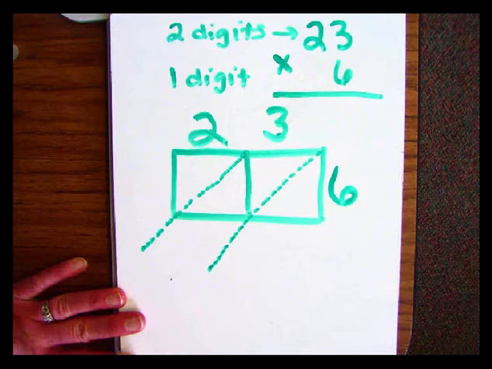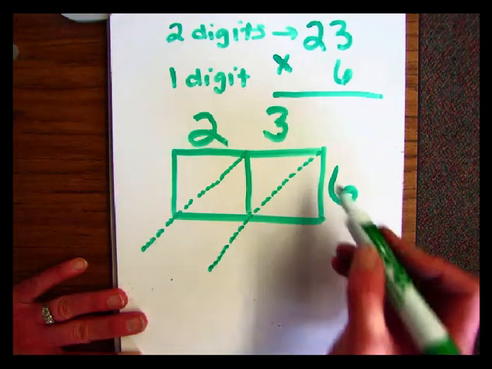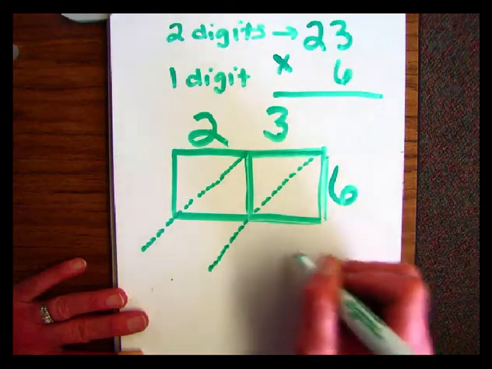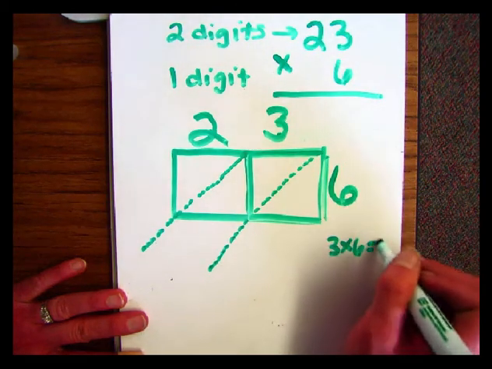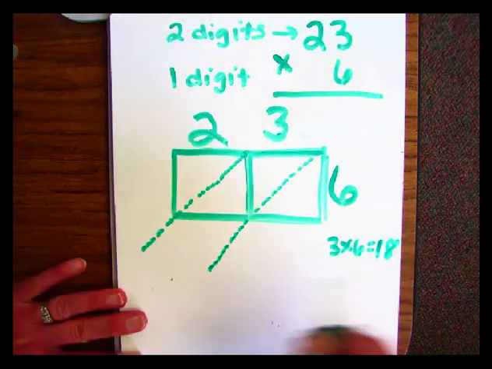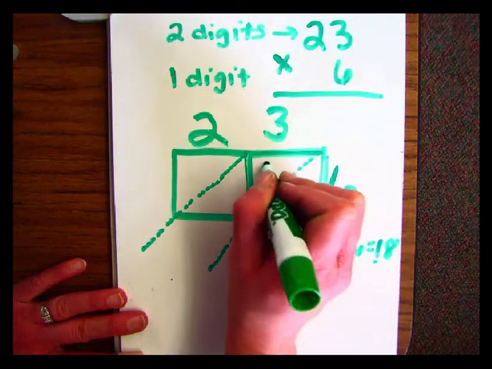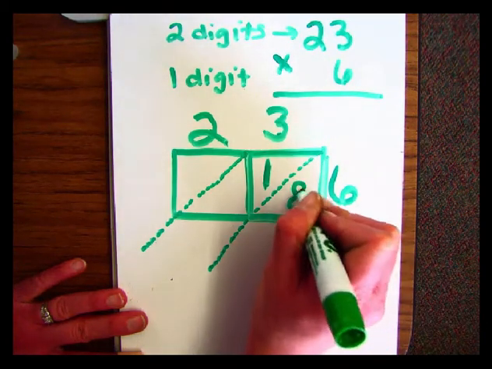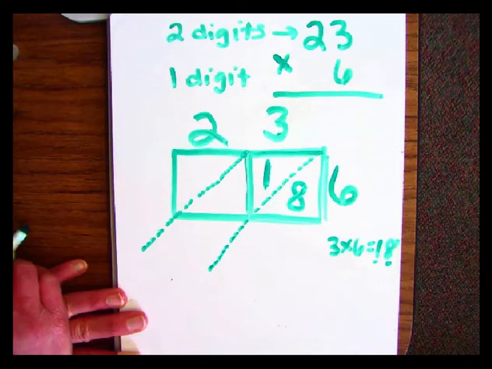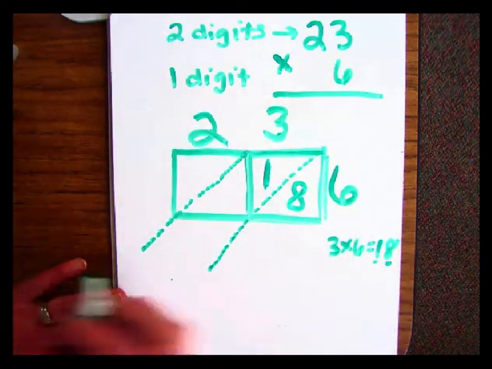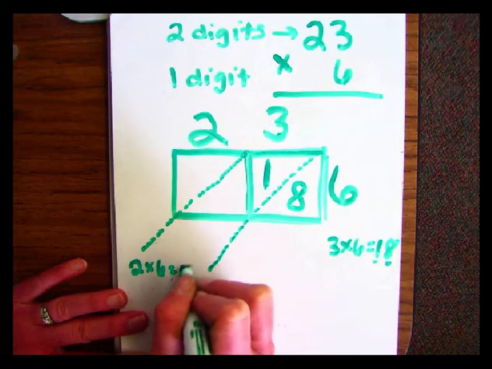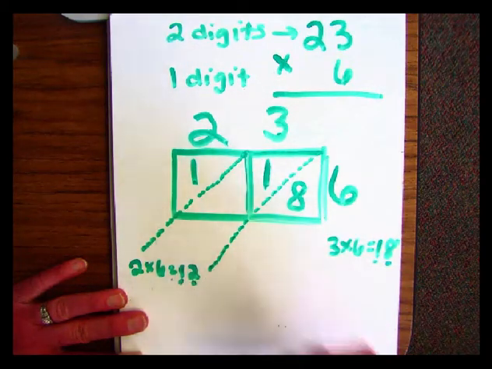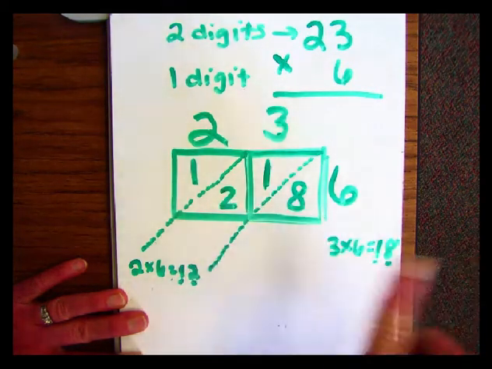Super! Now we're actually going to multiply. 3 times 6, we're going to work in this box first, is equal to 18. So I'm going to take my 18 and I'm going to split it up. I'm going to write my tens place above the diagonal and my ones place below the diagonal. So 18. Now I'm going to do the same with 2 times 6. 2 times 6 is equal to 12. So same thing, my tens place is going to go above the diagonal. My ones place is going to go below the diagonal.